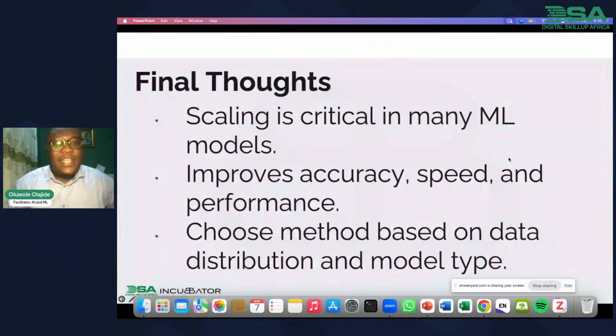All right. Final thoughts. Scaling is critical in many machine learning models. Yes, very critical.